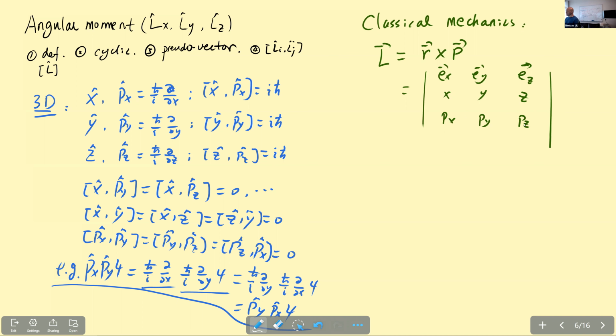So you have three components. And then the first component, in the x direction for example, is going to be ex times y times pz minus z times py, right?